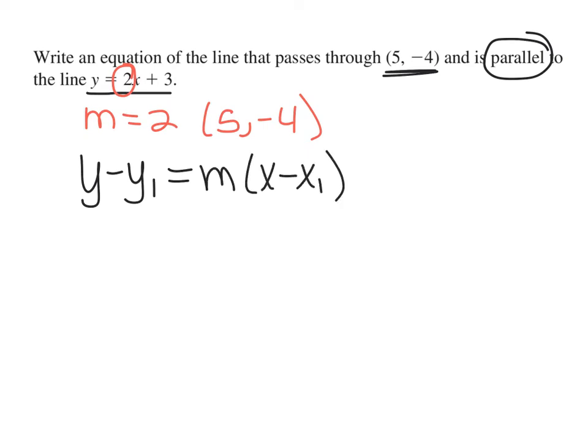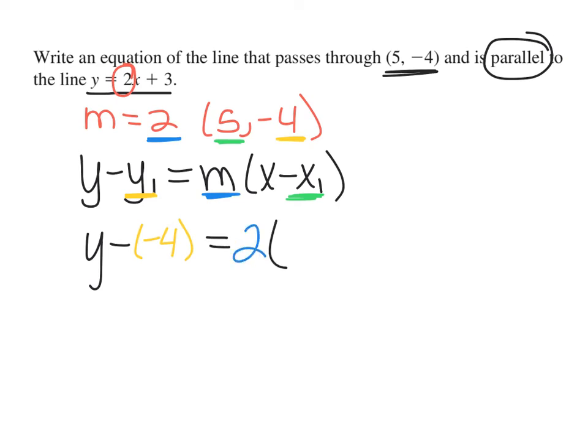And we can throw some colors in here too. So let's make m blue, x1 green, and y1 yellow. And then we're going to plug them in here. So we get y minus -4 equals 2 times x minus 5.